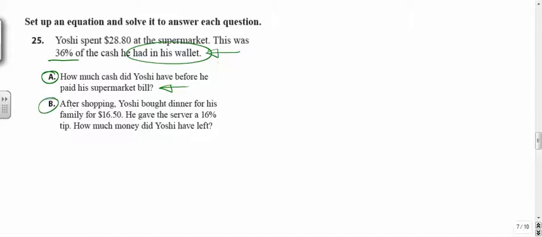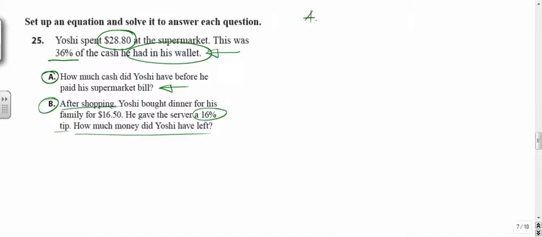B, after shopping, Yoshi bought dinner for his family for $16.50. He gave the server a 16% tip. How much money did Yoshi have left? We're gonna get back to this one after we do part A, right? Part A, how much cash did Yoshi have before he started this shopping craziness, right? What he said, he spent 28.8.